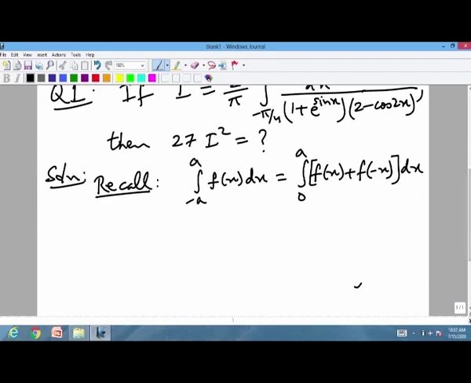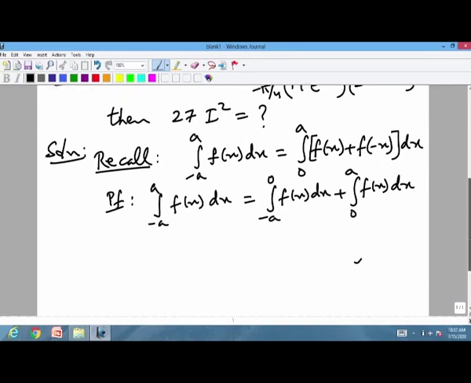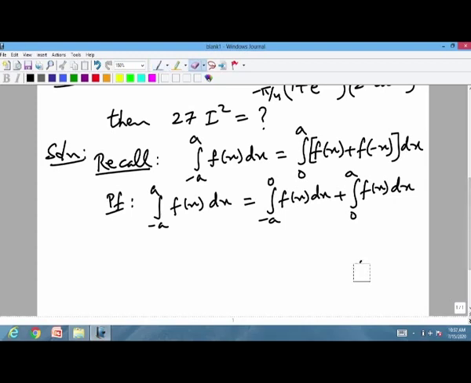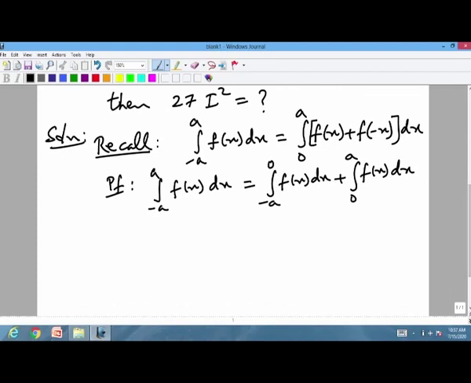So, the proof of this is very simple. What we do is integral from minus a to a f x dx can be written as integral from minus a to 0 of f x dx plus integral from 0 to a f x dx. This is a simple property of definite integral, that if we have integral from some a to b, then we can split into sum of two integrals, from a to c and c to b.